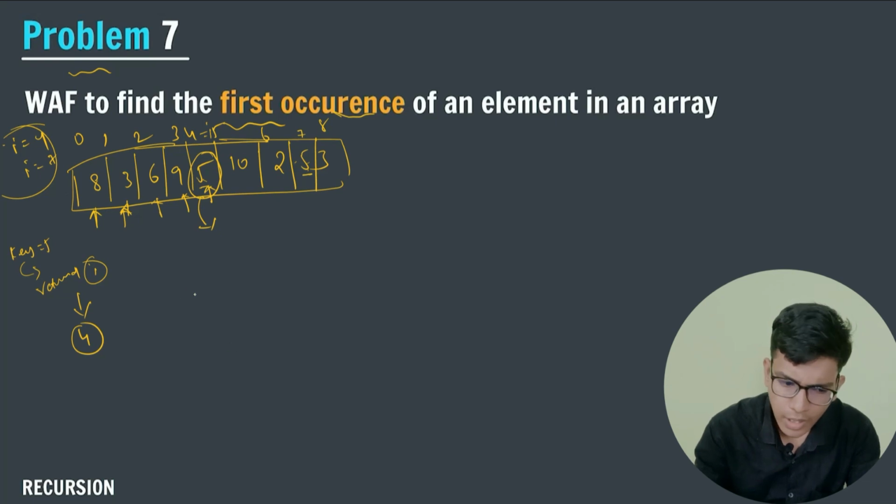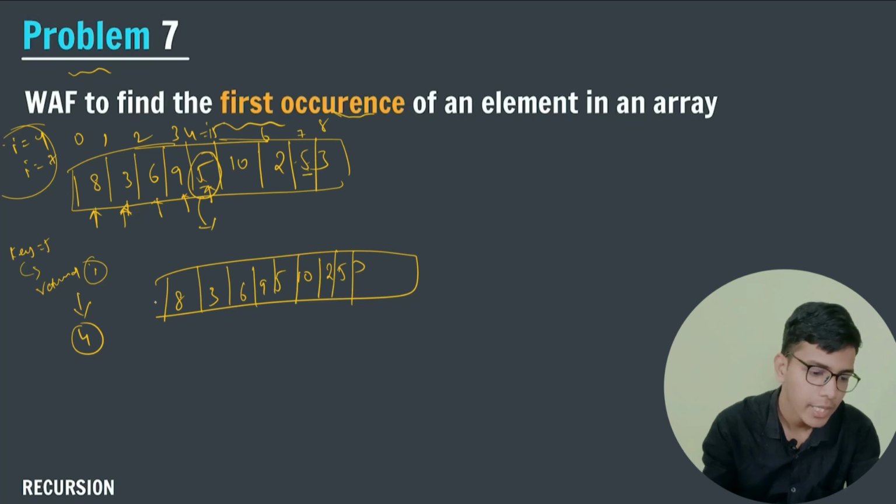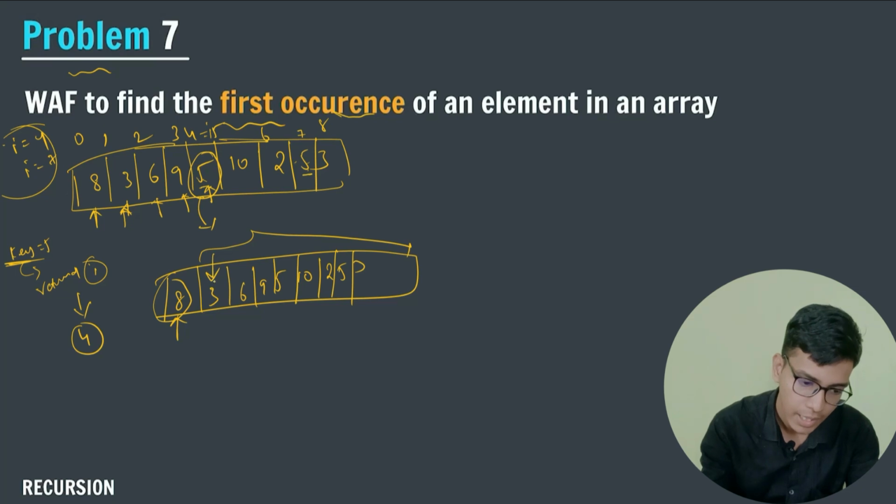Let me write here 5, 6, 9, 8, 7, 10, 2, 5, 3. This is my array, right? So I will check, first of all, the first index. I will check whether my key, which is 5, is equal to the element present. No, it is not. Then I will call my recursive function on the rest of my array, and check for this element.